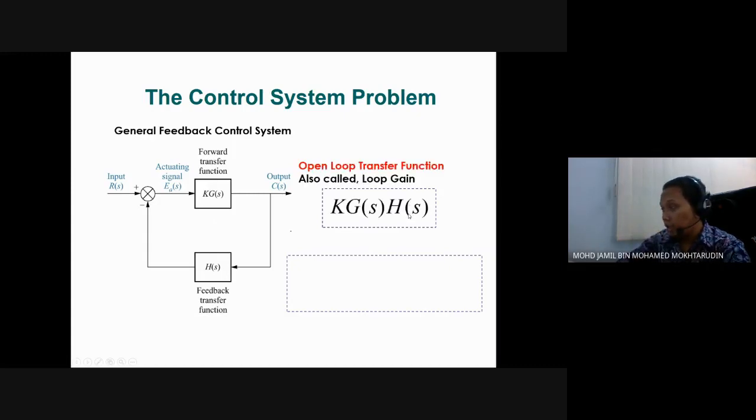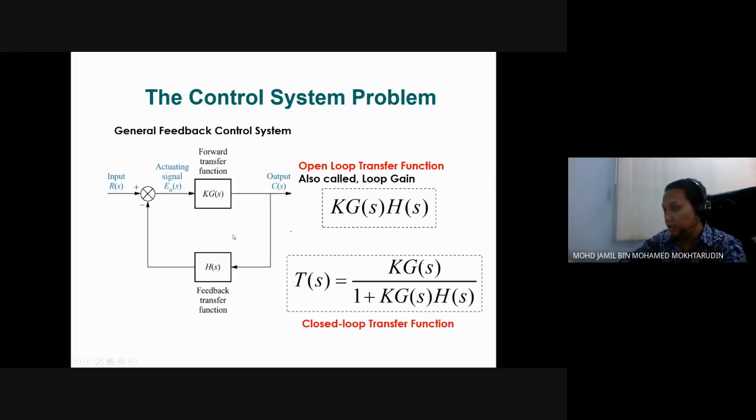So there are two types of transfer function. The first one, we call it the open loop transfer function, which is simply k times G times H. And you also have another transfer function, we call it closed loop. Basically you simplify this block diagram using the feedback formula, so you get T(s) equals k times G divided by 1 plus k times G times H.